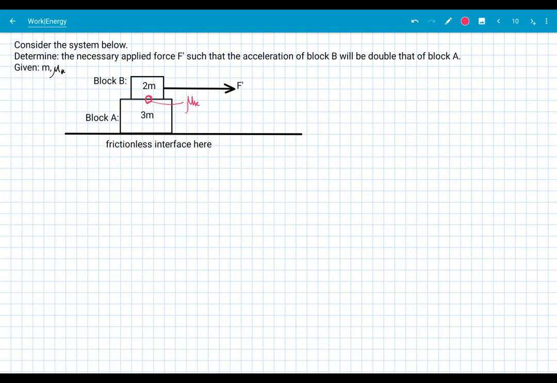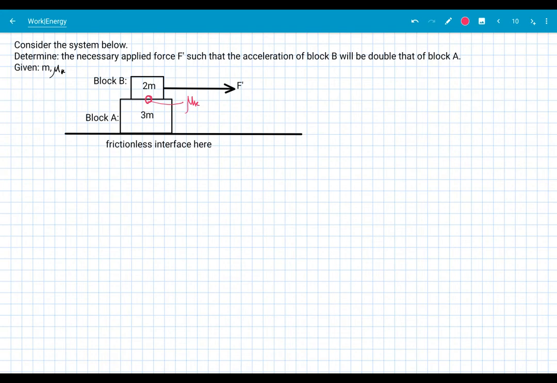And what we're told is that there's some applied force F prime, right? And now just imagine this situation, okay? So there's some applied force F prime, and the outcome here is that the acceleration of block B is twice that of block A. So you can kind of imagine that. Just think that block A and block B don't travel together, so the interface isn't static, right? There's kinetic friction here, so there's sliding at the interface. But both of the blocks are set in motion when there's an applied force just to the top block. Okay, so you got to kind of wrap your head around that.